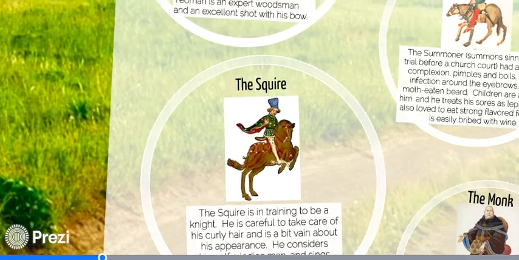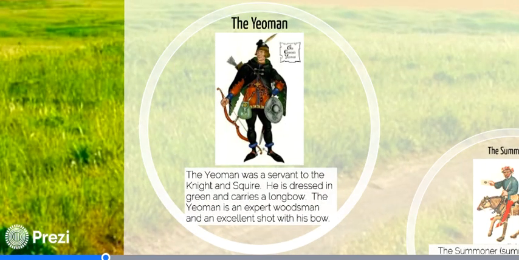Okay, moving on to the Yeoman. The Yeoman is a servant also to the knight, but also to the squire in this situation. He basically travels with them and helps them take care of things. So he dresses mostly in green and he carries a longbow, like a bow and arrow. He is just an expert woodsman. This is a guy who's good in the woods, okay?